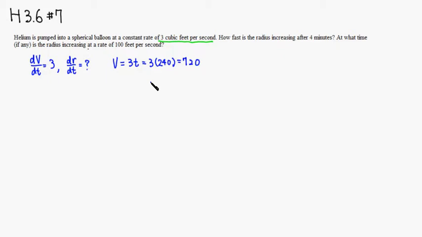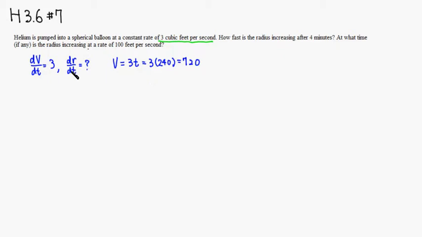Then there's another question: at what time is the radius increasing at the rate of 100 feet per second? Let's do that one later, and let's try to find the dr over dt.